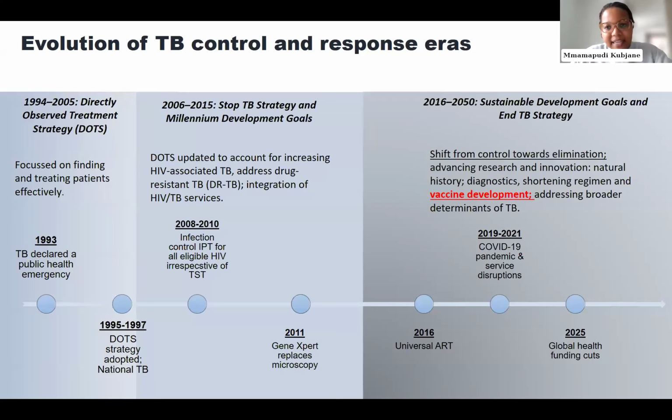And currently we are in the End TB strategy and the Sustainable Development Goals, where we're aiming to eliminate TB, moving from control to elimination. Some of the efforts have involved advancing research and diagnostics, new regimens, and more efforts into discovering an effective TB vaccine.